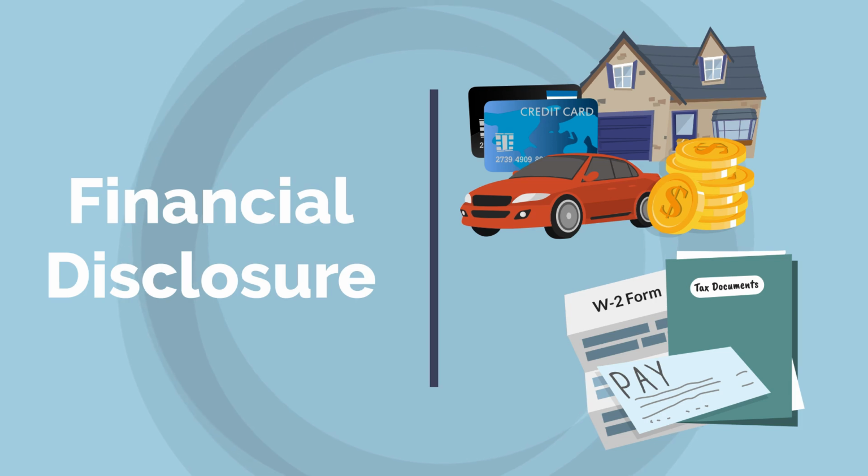Along with the petition, the petitioner will need to provide the court and the other party with information about their income and expenses. If the petition is for divorce or legal separation, then the petitioner will also need to provide the court and the other party with information about all of the assets and debts that exist. This is a process called financial disclosure. We will go over this in more detail later on in the video.